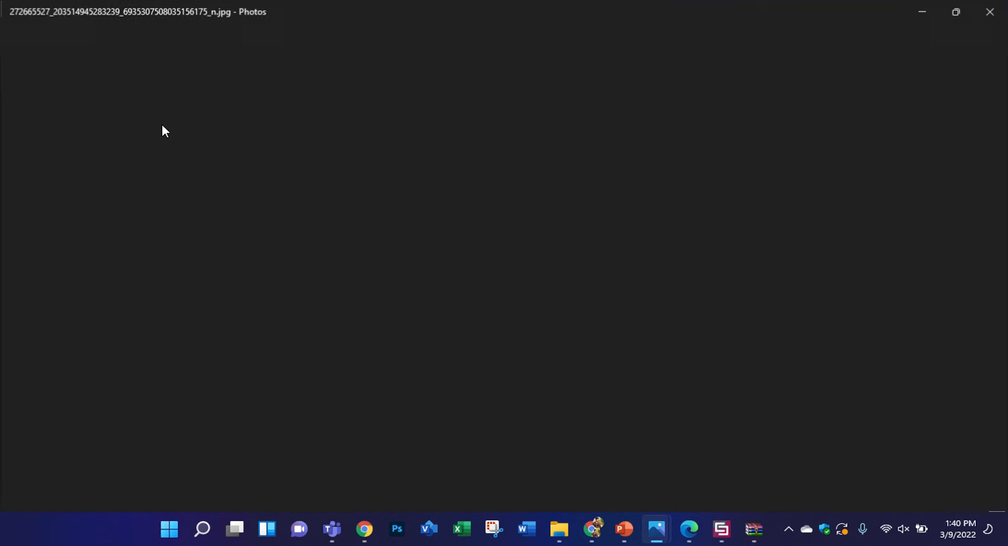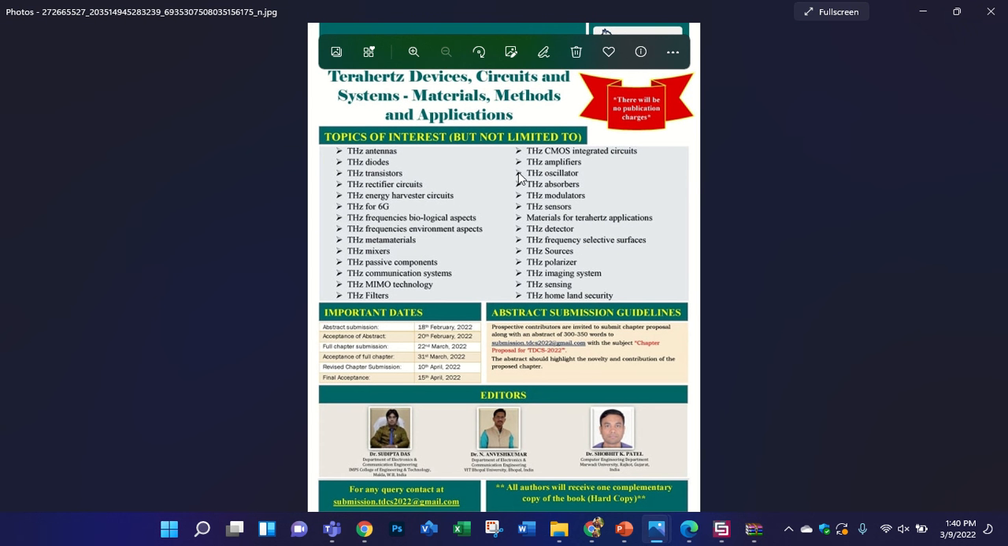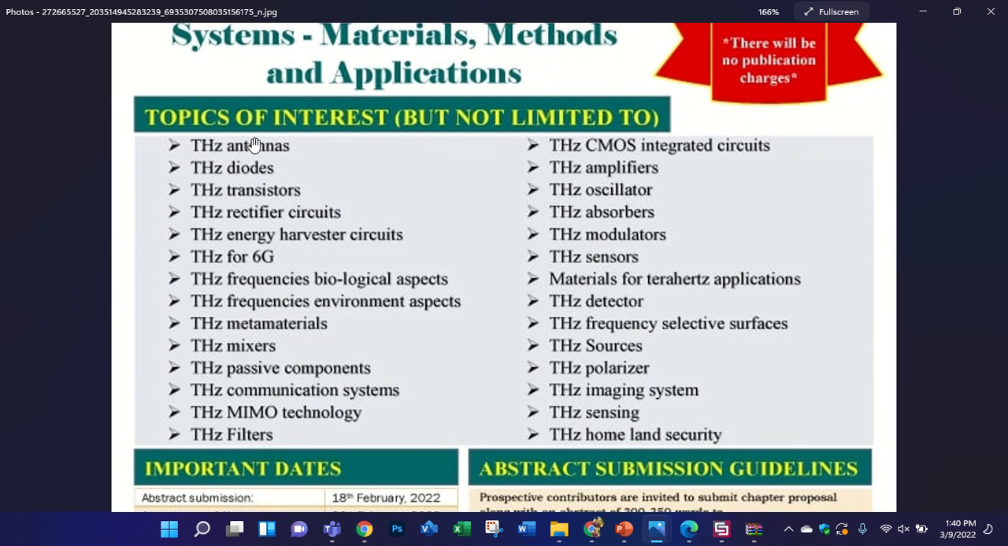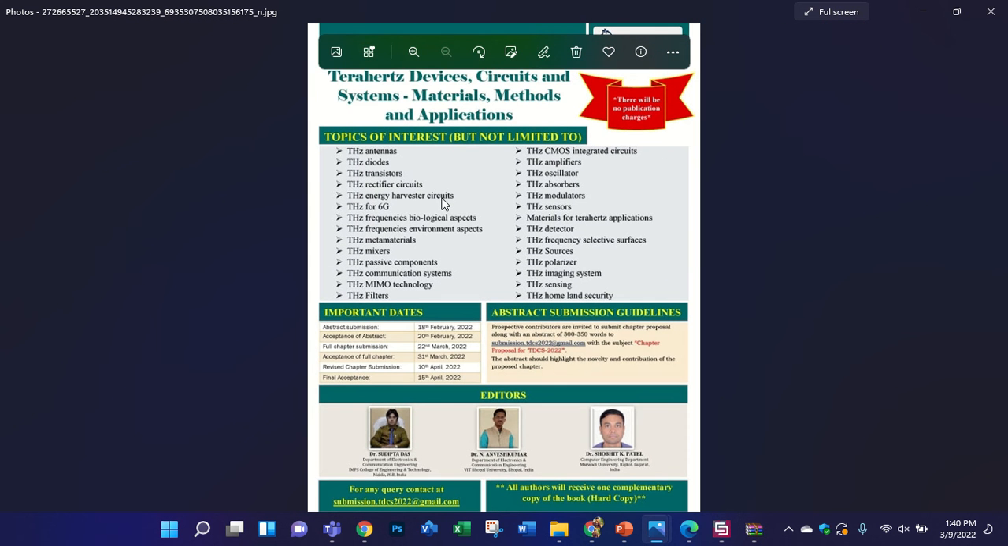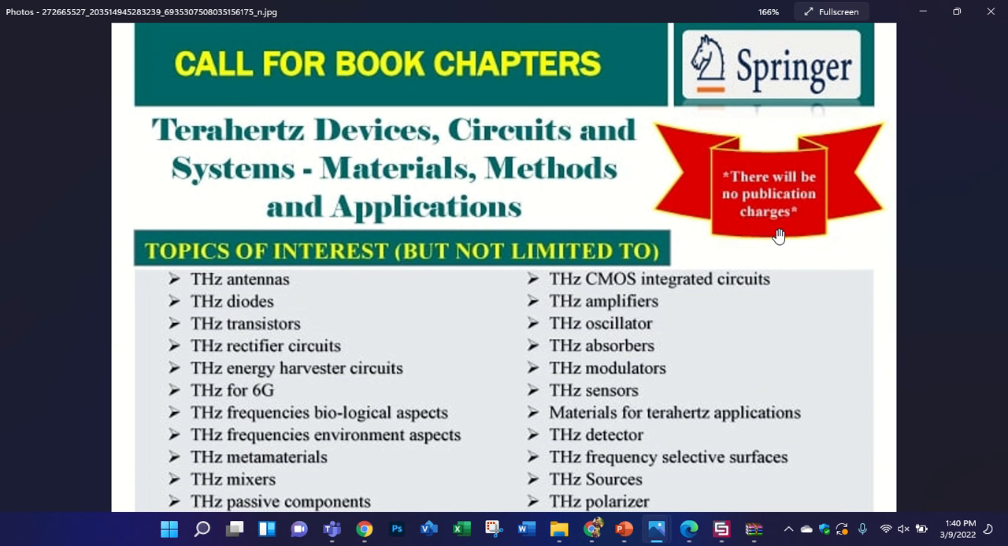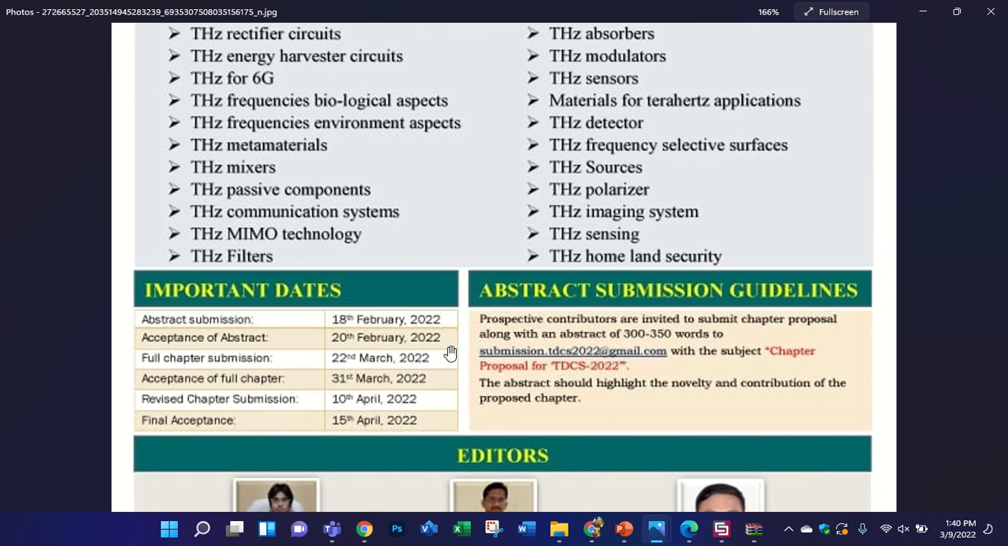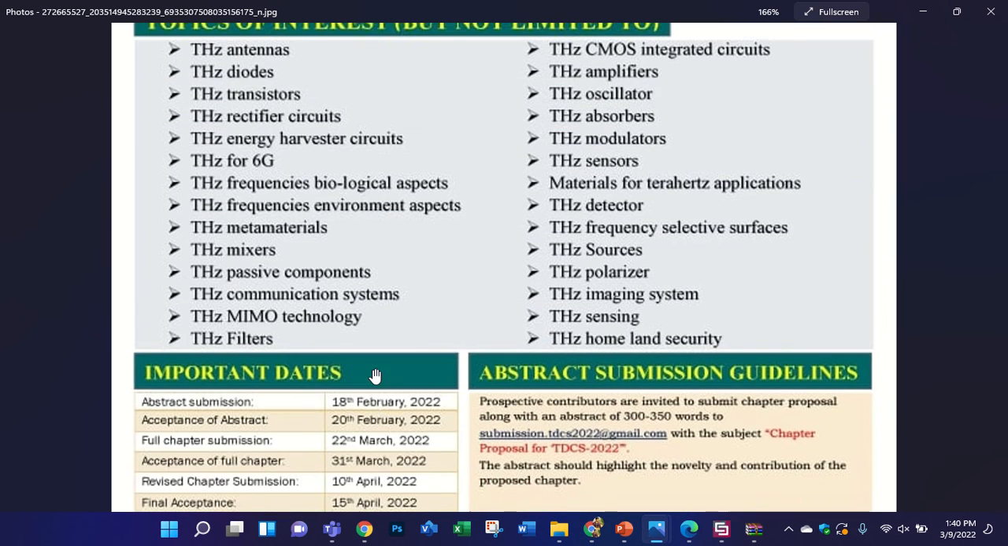This is without fabrication, yes, without, because these are terahertz. So this is covering terahertz antennas. Okay, and is there also any fee for this? No fees, no fee for the book chapters. Okay, good. They have written this one. You can see there will be no publication charges, and the acceptance rate is good. Springer. Yes, and then it will be published in a Springer book.